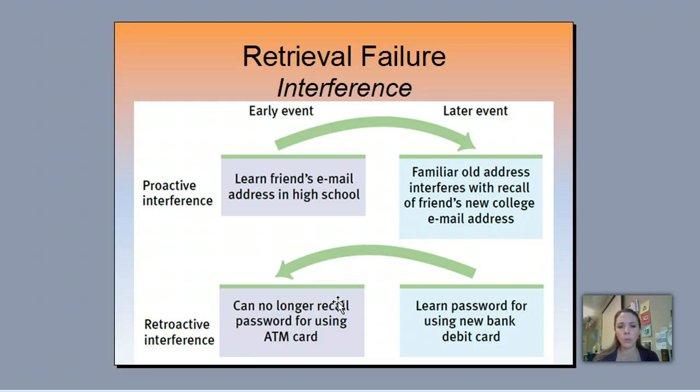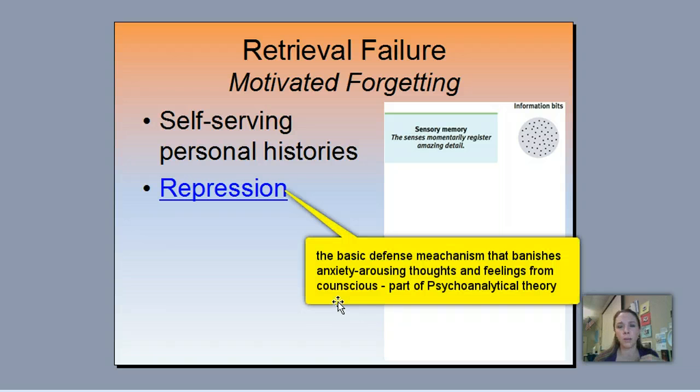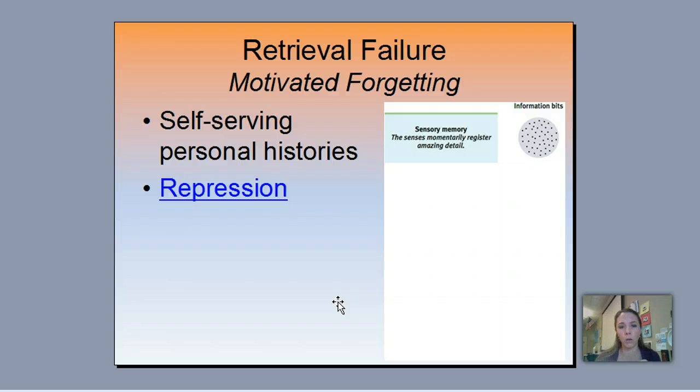Okay, so the last thing we're going to talk about is motivated forgetting. So why someone would want to forget. It's thought that this is self-serving for your personal history. There are things that you purposely repress or try to forget. So you're not trying to access those so that you are not disturbed by it, or maybe things you just don't want to remember. All right, so repression is not wanting to recall or retrieve an earlier memory.